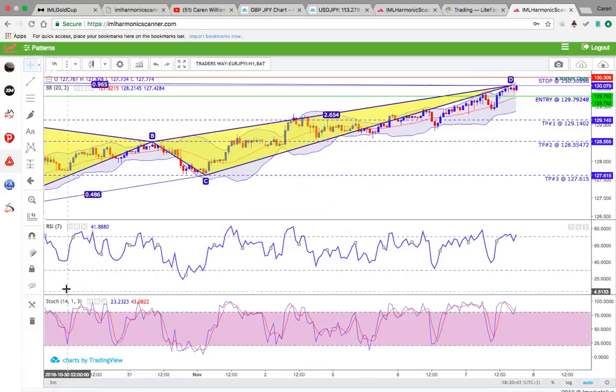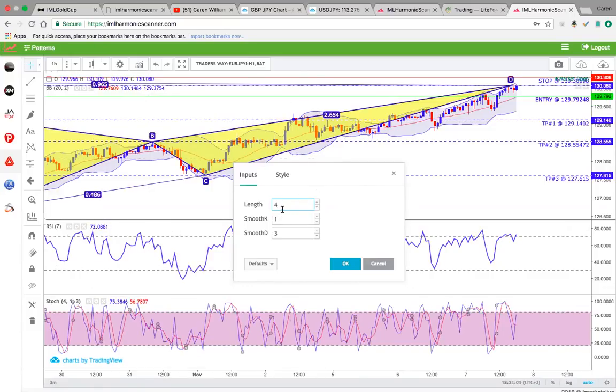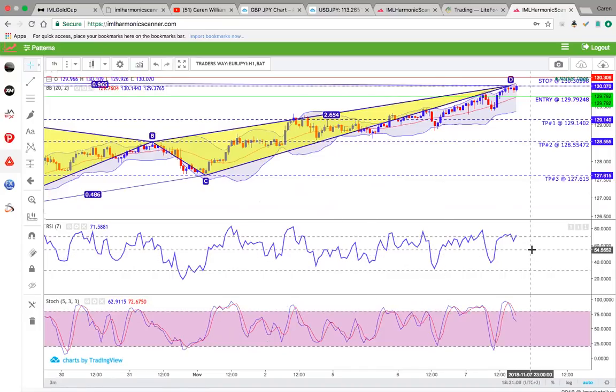Okay. And then right under the RSI, we have the stochastic. We see that the numbers are 14, 1, and 3. So we need to change those numbers to 5, 3, and 3. So we're going to go here to the format button. We're going to change the 14 to 5. All right. 3 and 3. And just click OK. Right? So there we have it. We have all of our indicators with the correct parameters on the harmonic scanner. This is what the BRS looks like.